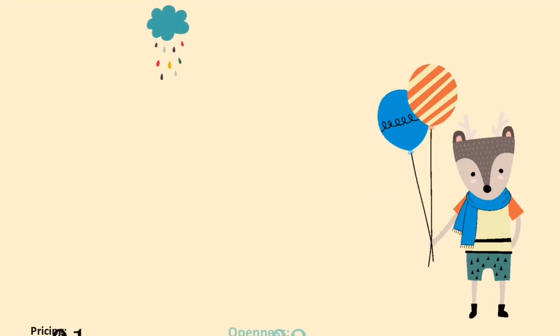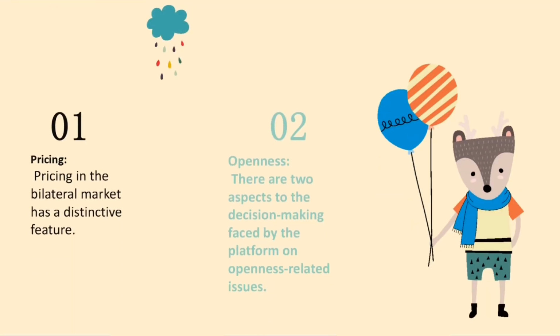Openness: there are two aspects to the decision-making faced by the platform on openness-related issues. First, it needs to choose whether to turn the market into unilateral, bilateral, or multilateral. Second, it needs to choose whether it is compatible with other platforms. To some extent, the compatibility issue is a question of vertical integration. For example, newspaper publishers can choose to open to all advertisers, or they can choose to acquire an advertiser themselves and use it to monopolize their advertising business.